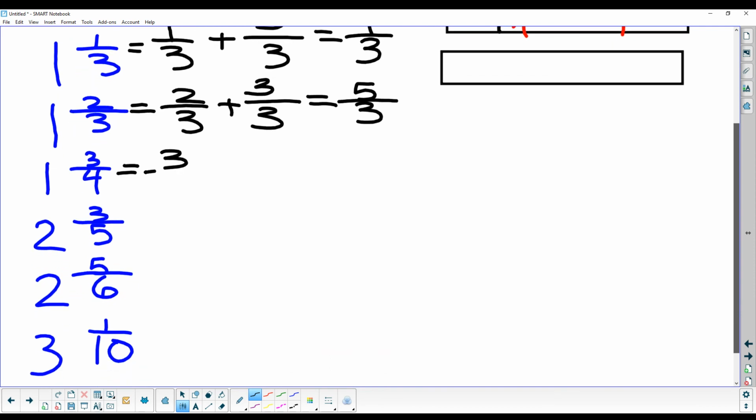So I write 3/4 here. Now I think about my denominator as 4. So if it's broken into 4 pieces, I need all 4, and I would get 7/4.